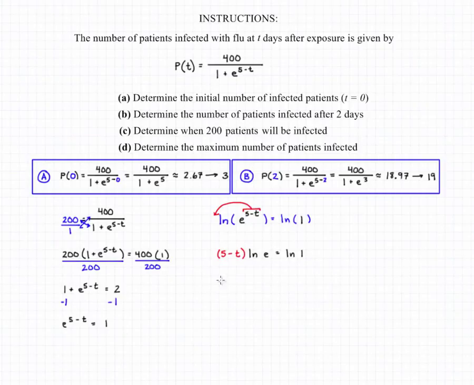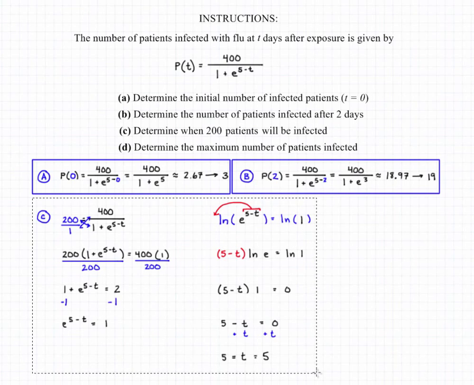Now we have a couple natural log definitions here, but the natural log of e is just going to equal 1, and the natural log of 1 equals 0. So what we're left with is 5 minus t is equal to 0, and if we add t to both sides of the equation, we will end up with our answer to part C, which is 5 is equal to t, or t is equal to 5 days. Again, that'll be our answer to part C.